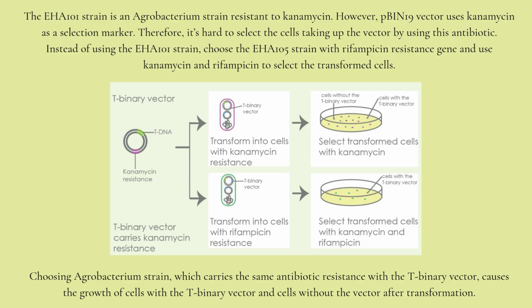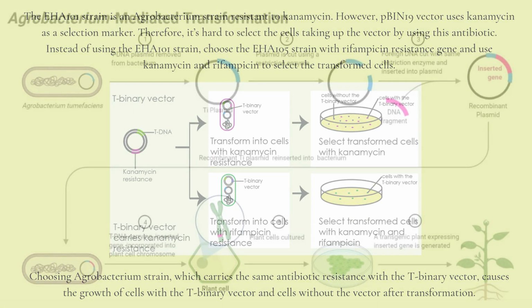Applying kanamycin plus rifampicin together to select only the cells that successfully took up the vector was the key idea here. So, choosing an Agrobacterium strain with the same antibiotic resistance as the T binary vector leads to the growth of both transformed and non-transformed cells, reducing transformation efficiency.